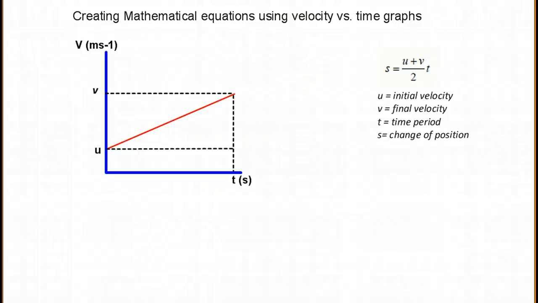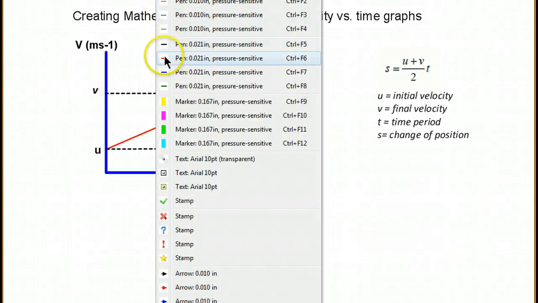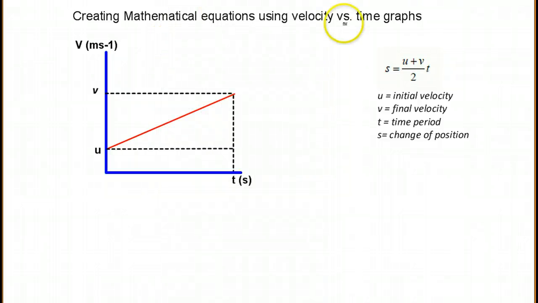Okay, in this video we're going to describe how to develop two of the basic kinematics equations from the IB data booklet using a velocity-time graph. So we have our graph here. It's velocity in meters per second versus the time that the motion occurs under in seconds.